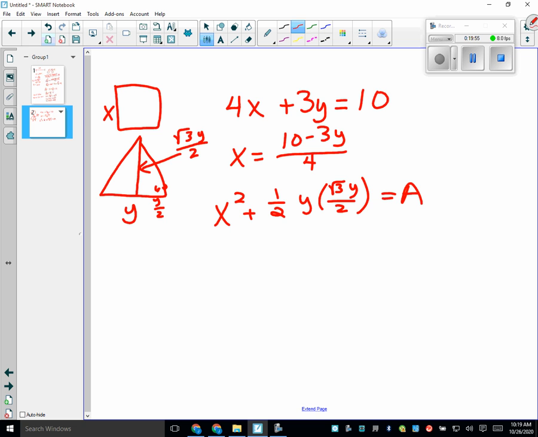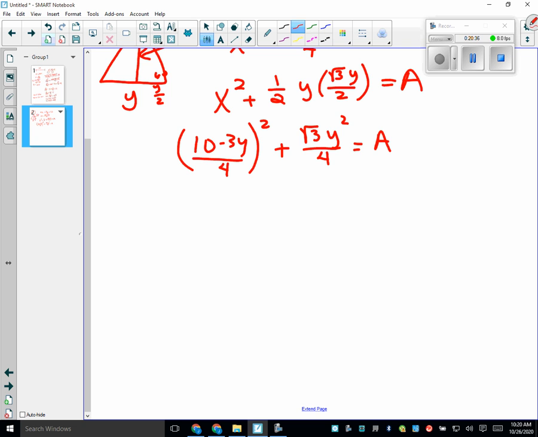Equals area. I think we should solve for y. No, you don't want to solve for y because there's too many of them. Oh, you're right. Equals the area. So is 10 minus 3y over 4 squared plus radical 3y squared over 4 equal to the area. Right? Would you agree? Yep. So now what?